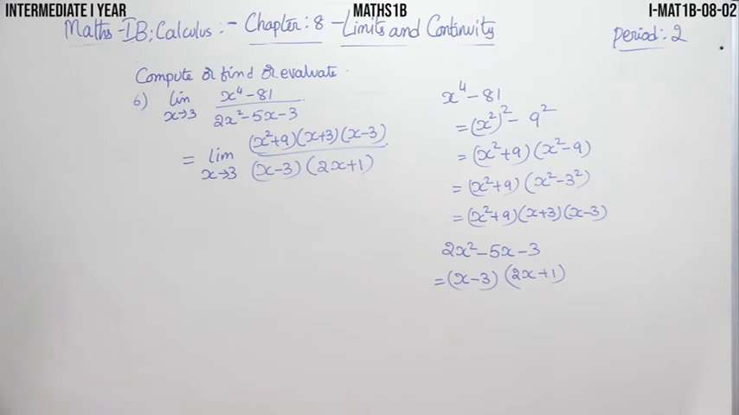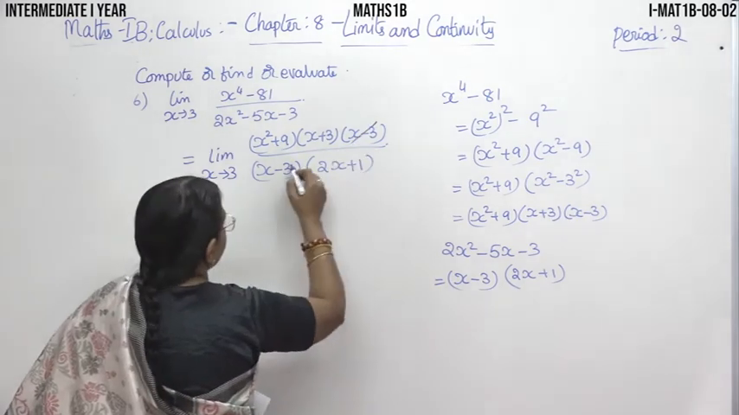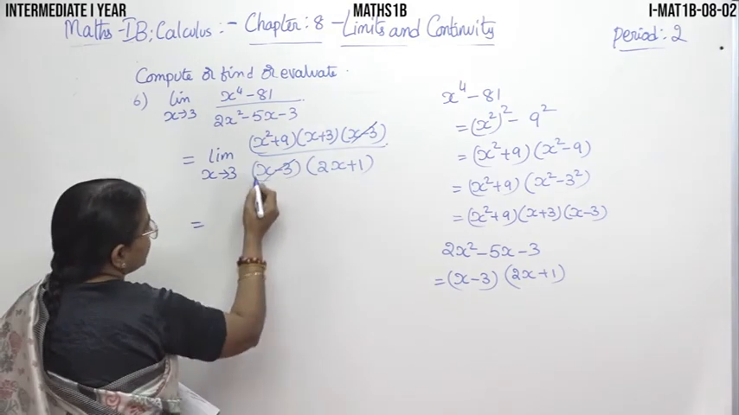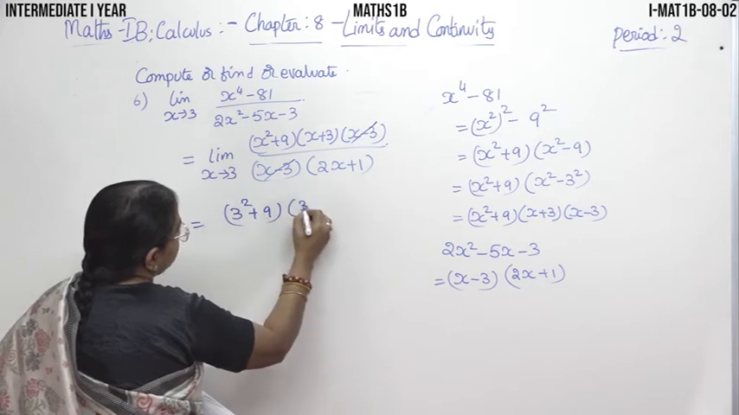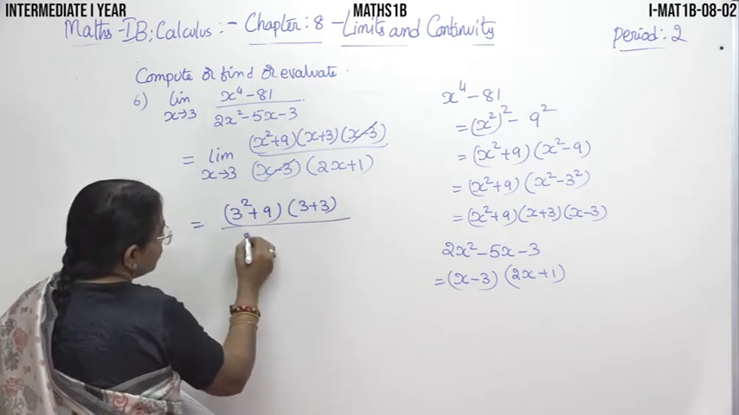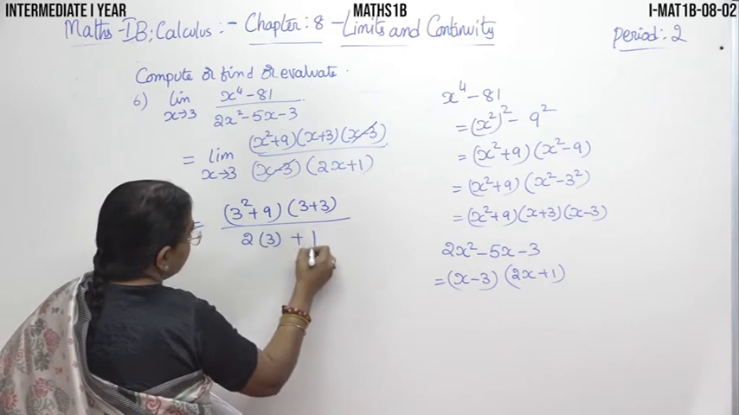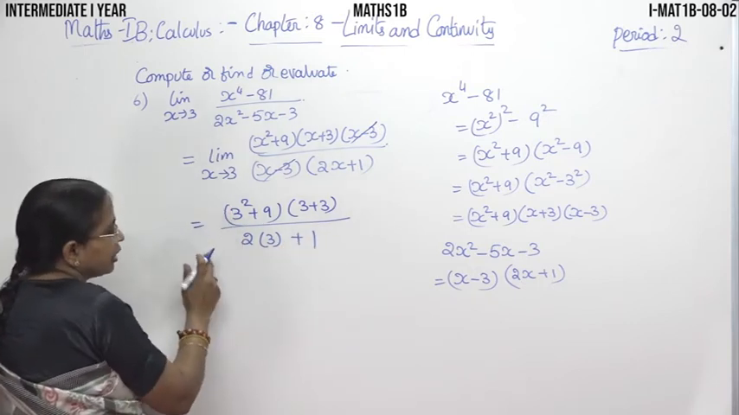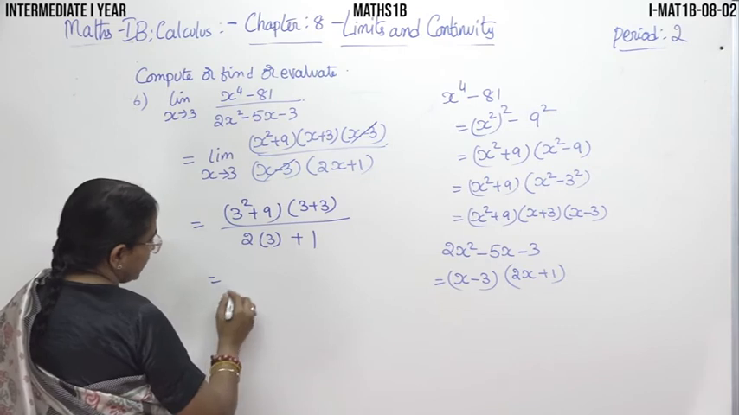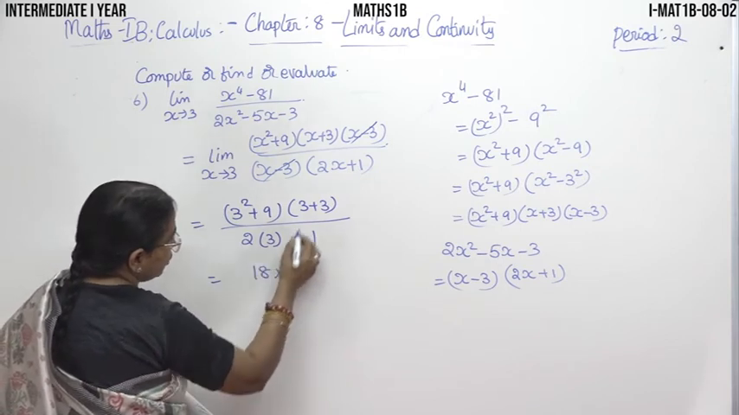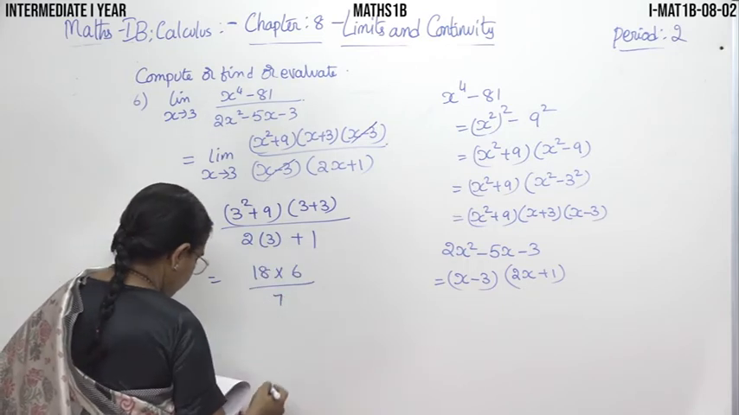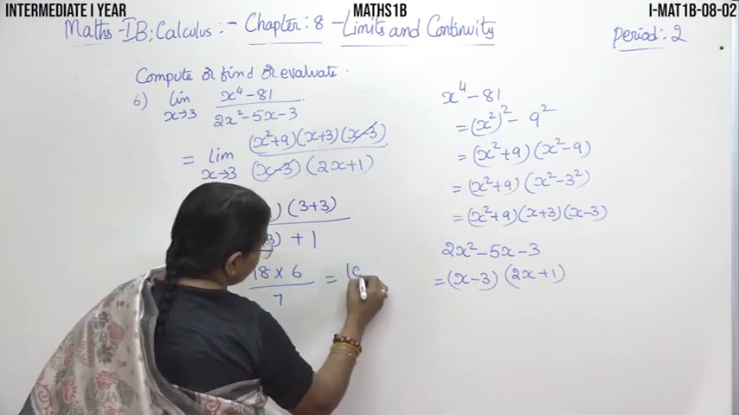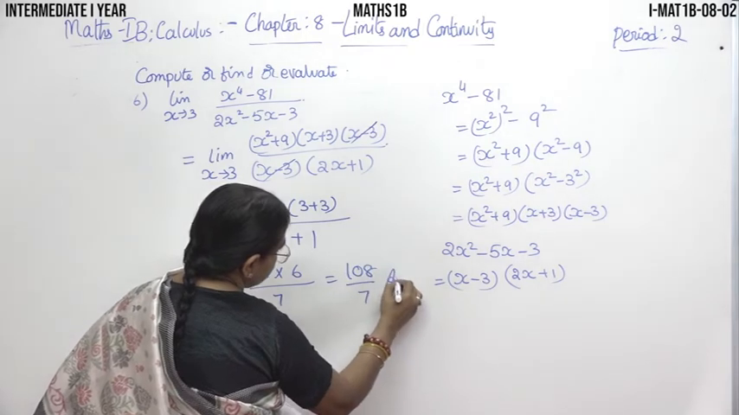Now you can cancel x minus 3, and when you substitute, it is not becoming 0. So it is (3 square plus 9) into (3 plus 3) by (2 into 3 plus 1). You are substituting, so you are not writing this limit. So 9 plus 9, 18, 18 into 6 by 6 plus 1, 7. So it is equal to 108 by 7. This is the answer.